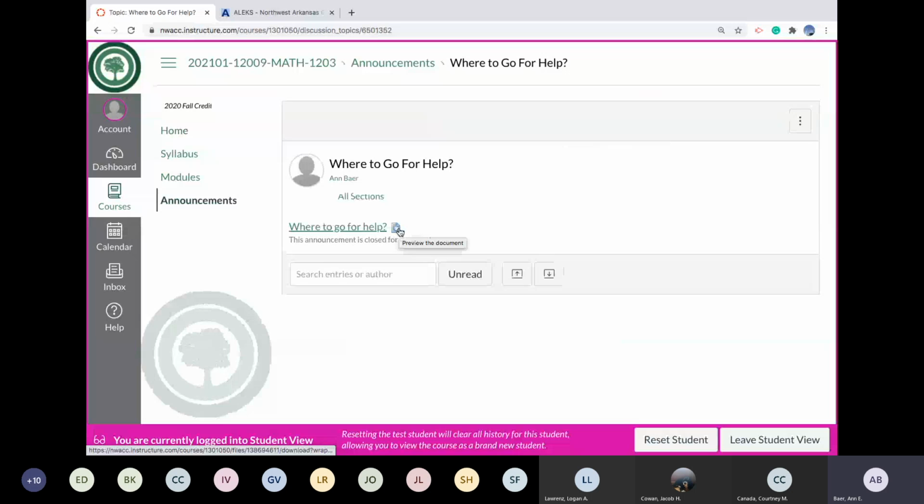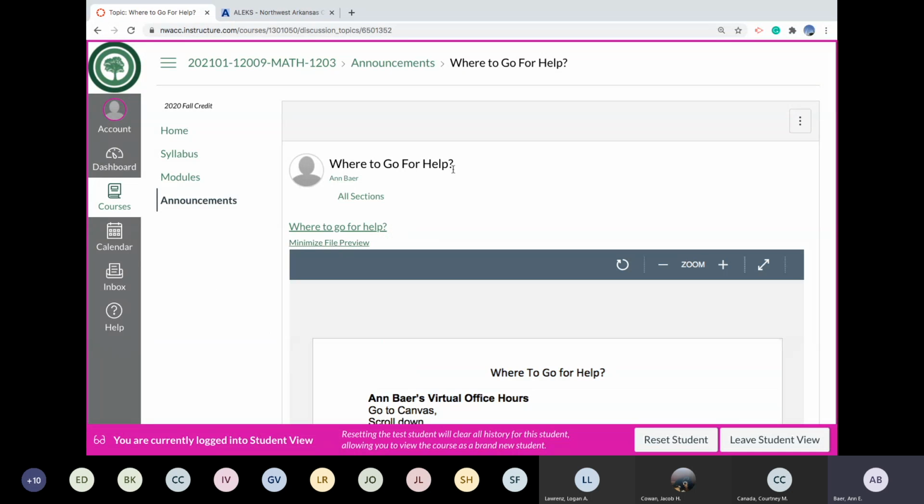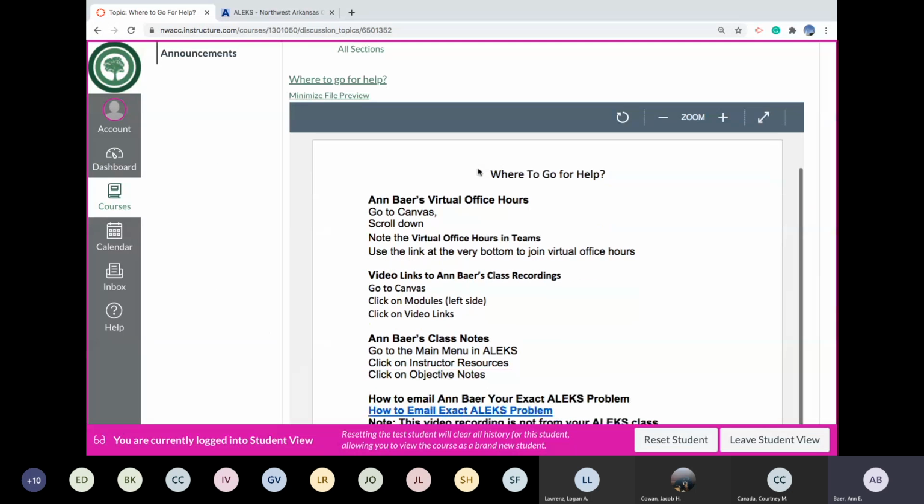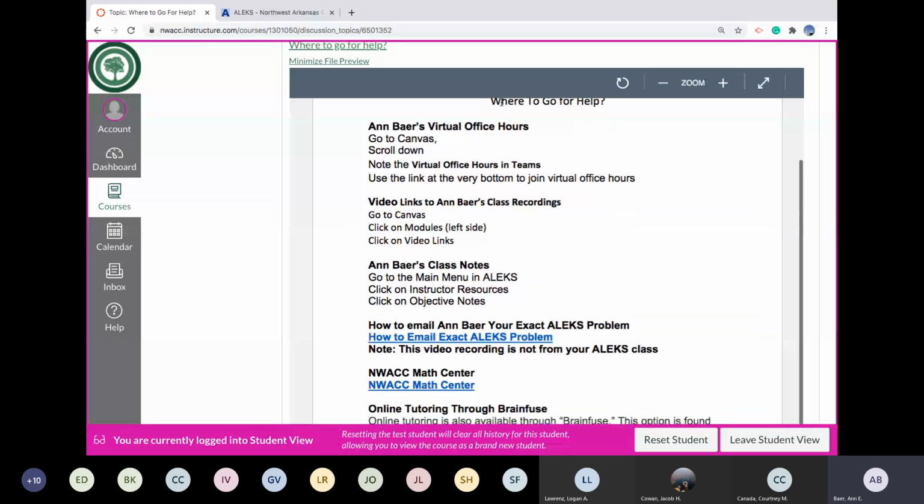I'm going to click on the magnifying glass so I don't download it to my computer. I have so many things on my computer. I really need to take the time to clean it up.